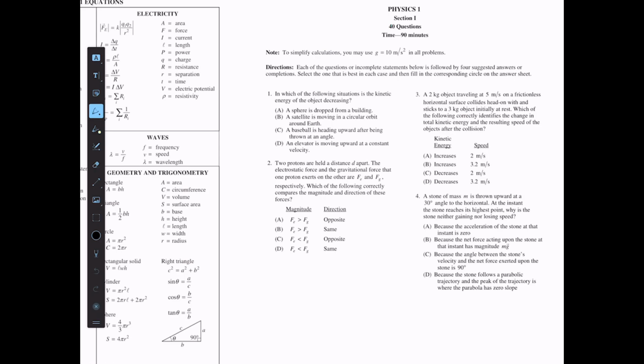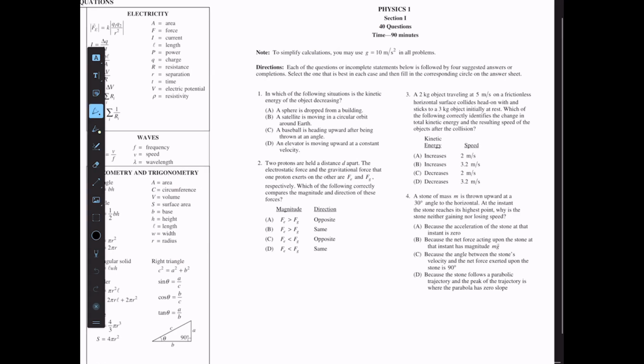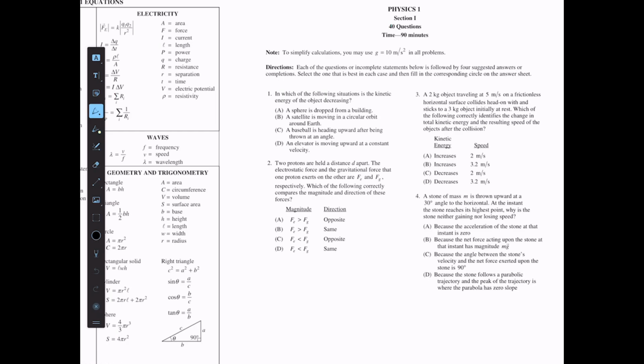Okay, I'll just start right now. For this first question, in which of the following situations is the kinetic energy of the object decreasing? Kinetic energy is a scalar quantity, so you're looking for when the speed is decreasing. A sphere is dropped from a building: the kinetic energy is increasing because the velocity is getting more and more negative. A satellite is moving in a circular orbit around Earth.